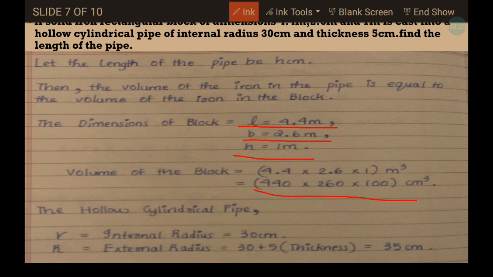Now what are they asking us to find? The hollow cylindrical pipe. What are all the values they have given here? Please note it. The internal radius we represent by small r. In my formula video itself, I have represented internal radius as r and external radius as capital R. So internal radius is 30 centimeter. Then what will be the external radius? The thickness they have given is 5. So when we add internal radius plus thickness, automatically we get the external radius. So the external radius is nothing but 35 centimeter.